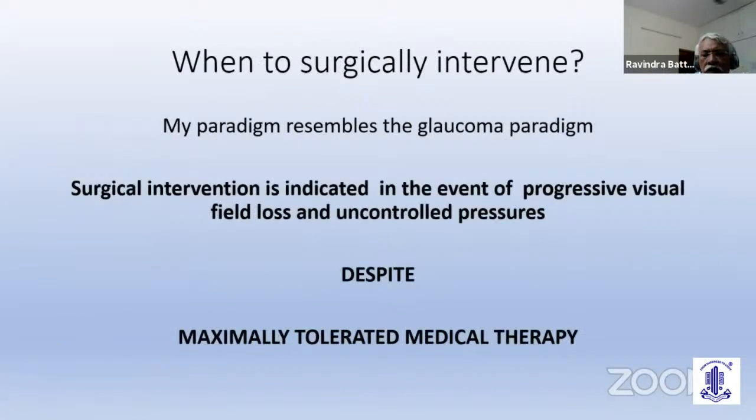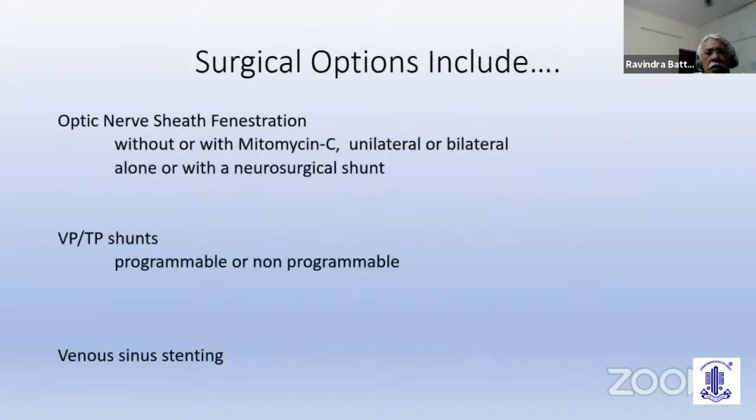Surgical intervention is indicated in the event of progressive visual field loss and uncontrolled pressures despite maximally tolerated medical therapy, a principle I follow, resembling a glaucoma paradigm. These are some of the surgical options. My current options are: one, conservative; second, I prefer a TP shunt, or an optic nerve fenestration, or a TP shunt with an optic nerve fenestration.